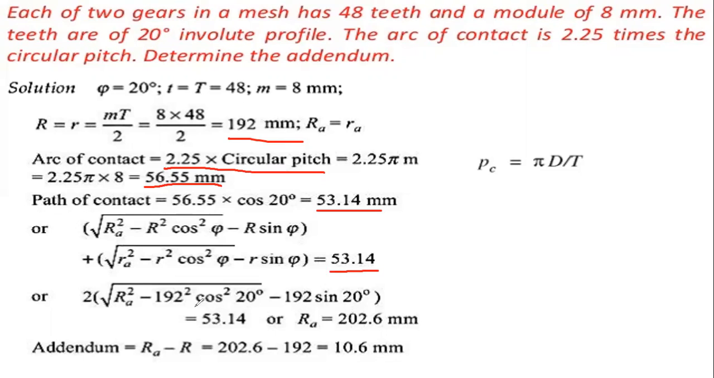Then the last point, that is the addendum. The addendum is RA minus R. So RA is 202.6 mm and R, that is the radius, is 192 mm. By substituting the values, we got 10.6 mm. So this is about finding the addendum.